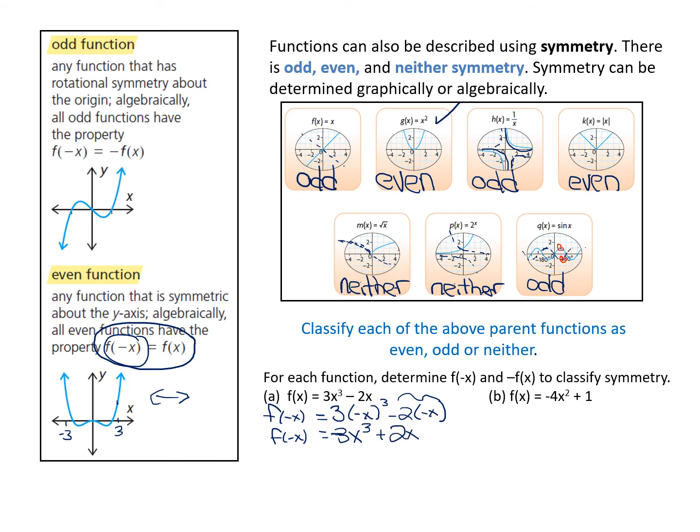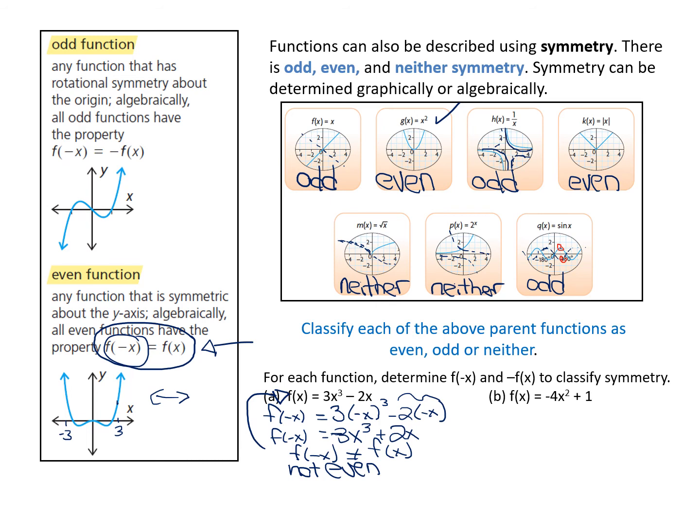So is this new equation equal to my original equation? Are these two equal to each other? If they are, then we have even symmetry because they should be equal. They're not, right? The signs have changed, so it's not even. F at negative x does not equal f at x, so it's not even.